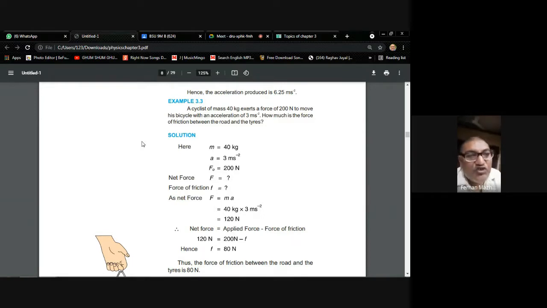So, that's a famous formula: net force is equal to applied force minus the force of friction. The force of friction is the question here. From Newton's second law of motion, we have found that the net force is 120 Newton. The applied force is 200 Newton, and the force of friction is the question. So you will have F equals 200 minus 120, and that will be 80 Newton. So the force of friction between the road and the tire is 80 Newton.